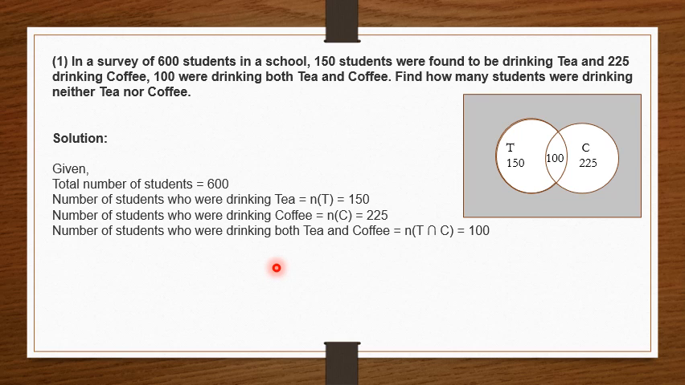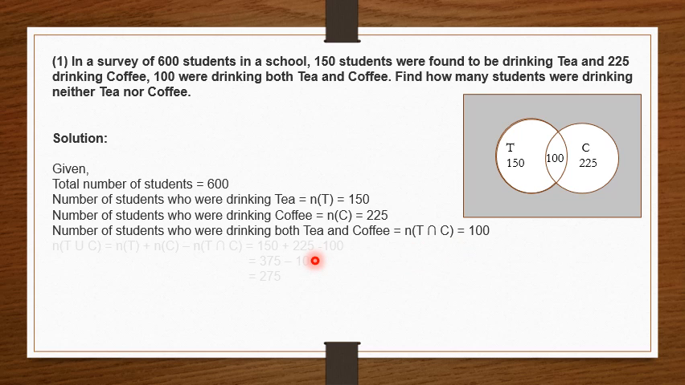So these are the given things. The total number of students in this school is 600. The number of students who were drinking tea, which we represent by n(T), is given as 150. The number of students who were drinking coffee, denoted by n(C), is 225. The number of students who were drinking both tea and coffee is 100. Both tea and coffee means n(T intersection C).